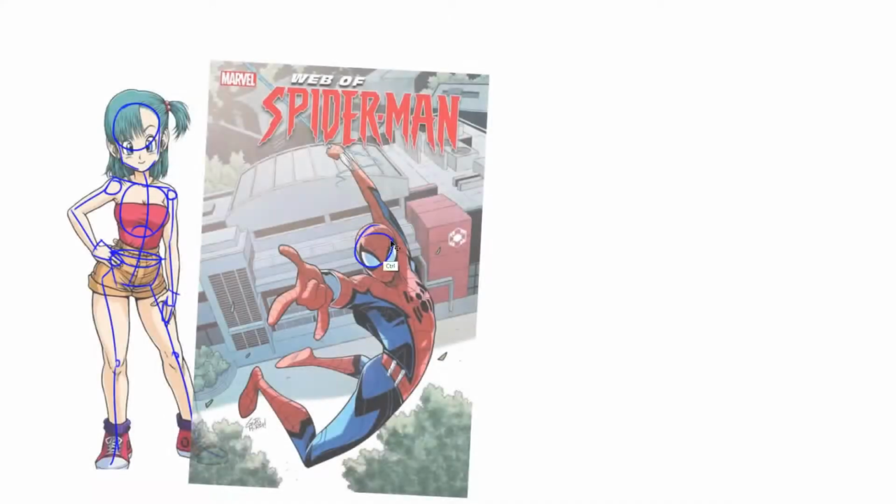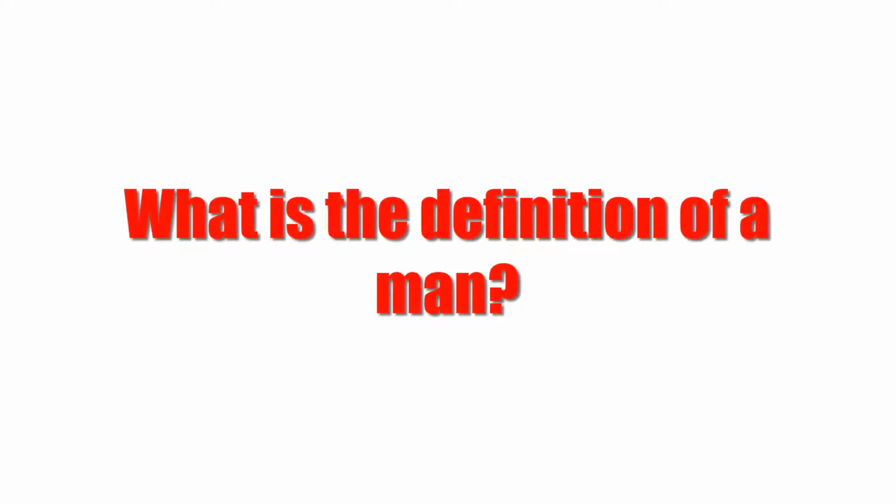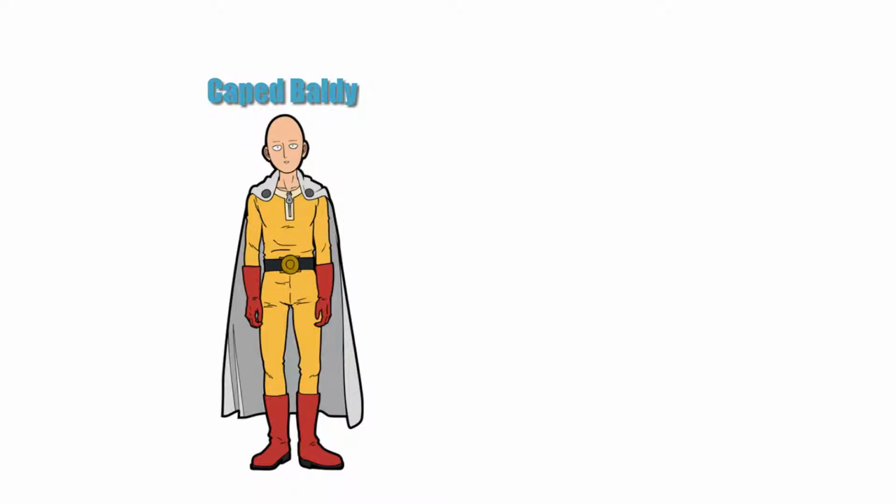Okay, let's start. To make this tutorial a little more interesting, we are going to draw each skeleton above other characters, so you will see how everything fits directly. In this example, we are going to draw the skeleton of a man. And what is the definition of a man? Well, clearly it could only be the great Cape Baldy.